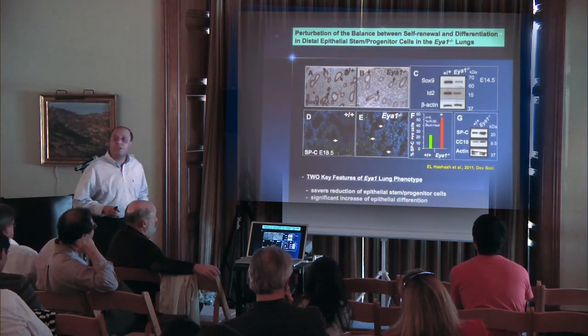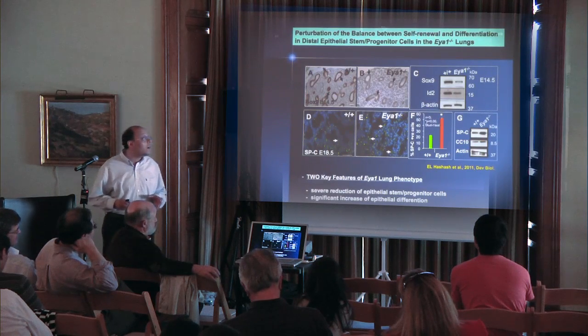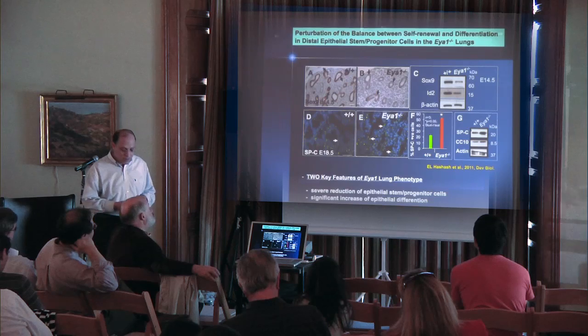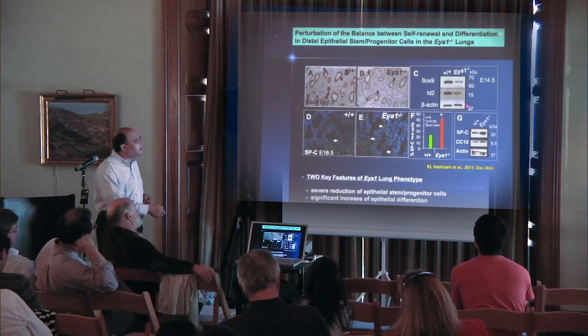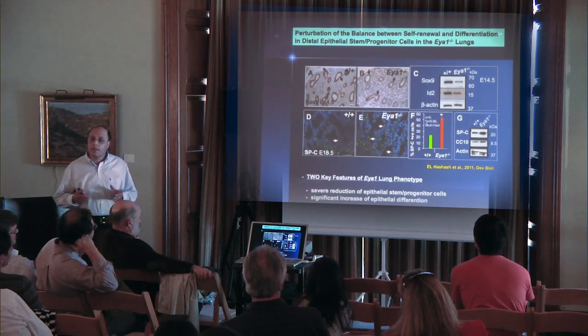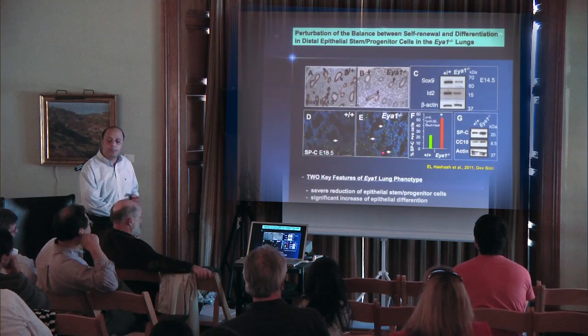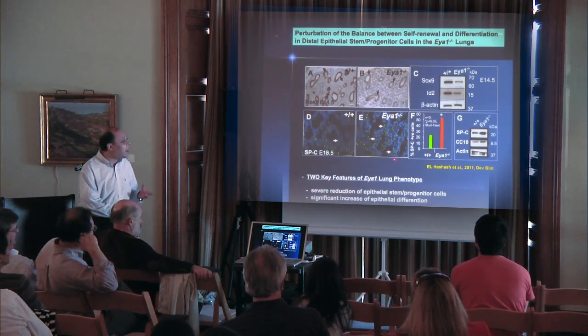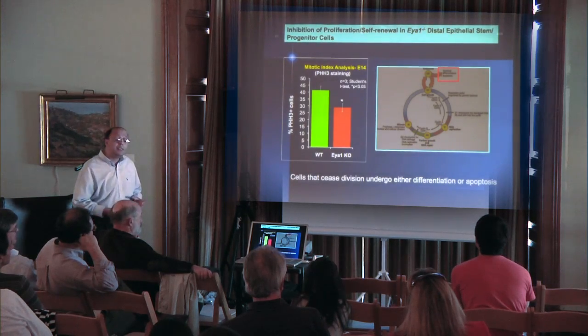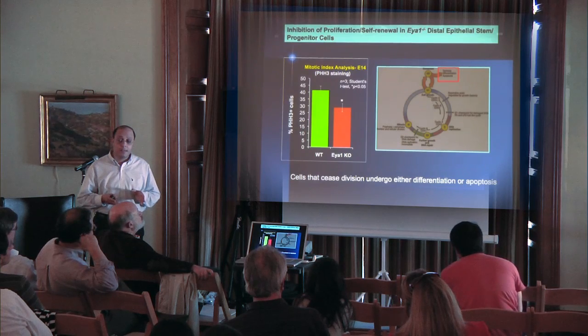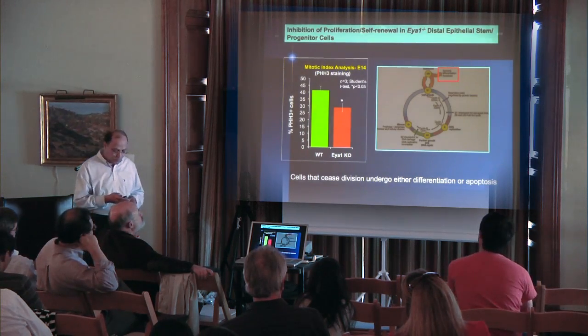There are 2 key features of the EY1 phenotype. The first one is a severe reduction of epithelial stem cells expressing SOX9 and ID2. At the same time, there is a significant increase in differentiated cells at 18.5, and these differentiated cells express SCBC, SCBP, and other differentiation markers. This data suggests that there is a defect in the cell proliferation of these epithelial stem cells.